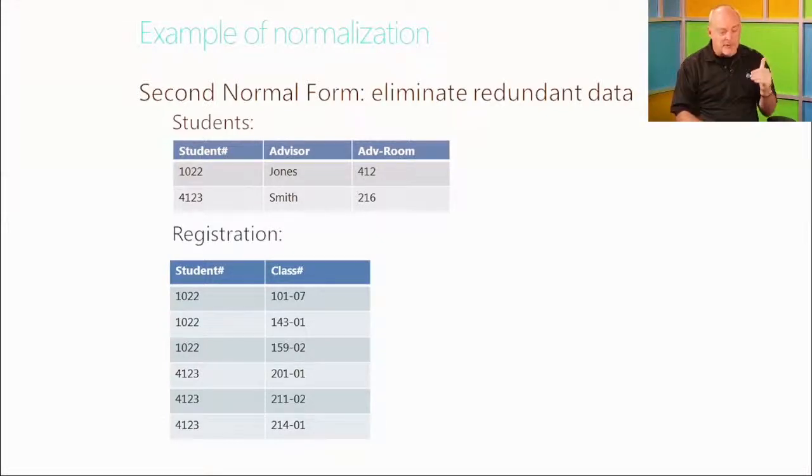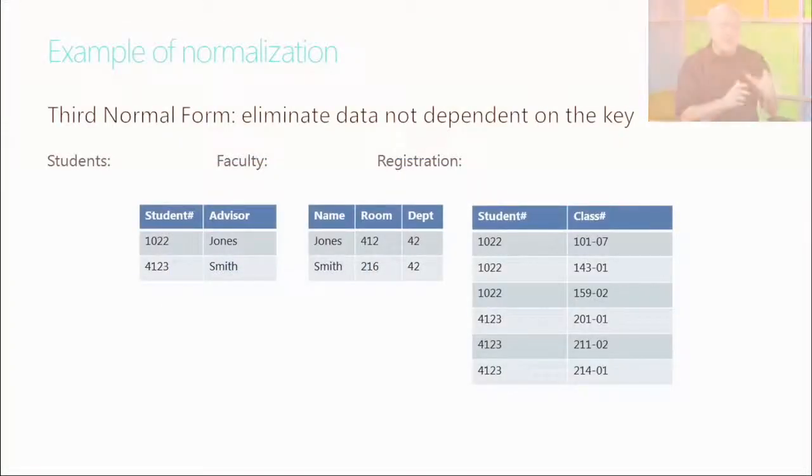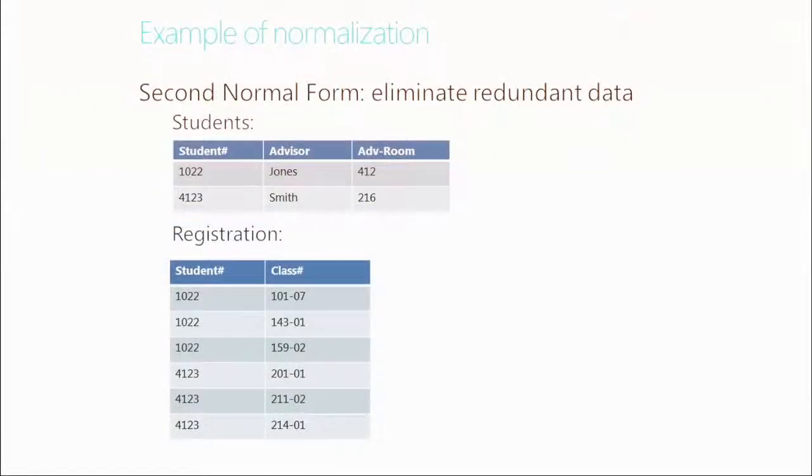Let's take it to our next level, our third normal form: eliminate data not dependent on the key. Let me go back just 1 second here. We're going to see that under registration we have student 1022 with the class number, but we have multiple rows. And in the students table, we have student, advisor, and advisor's room.